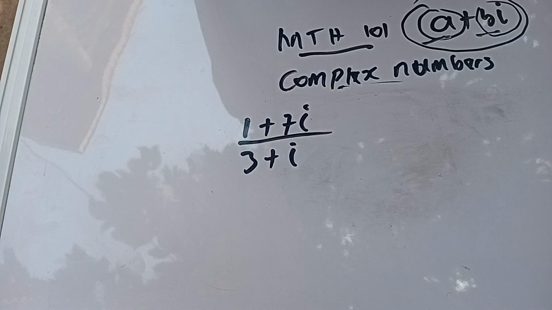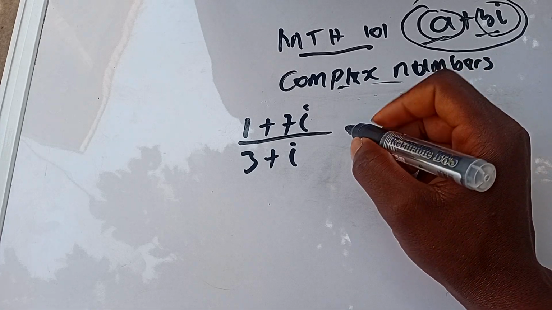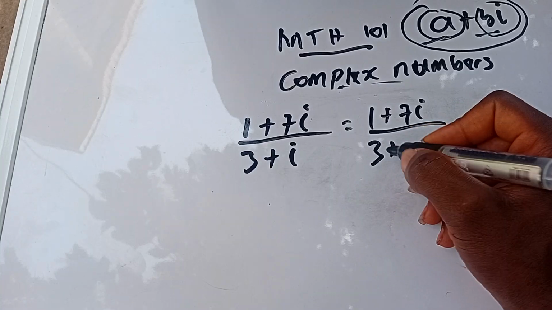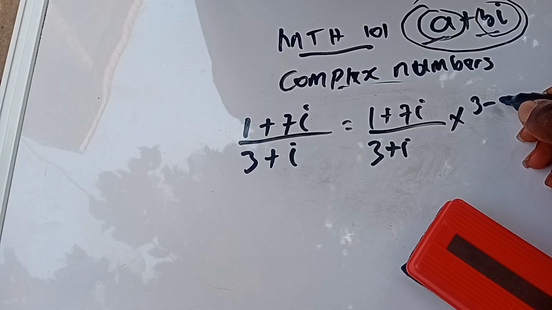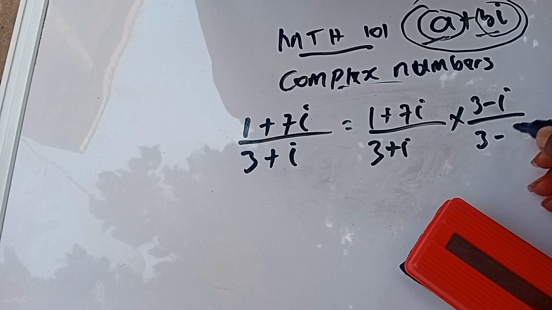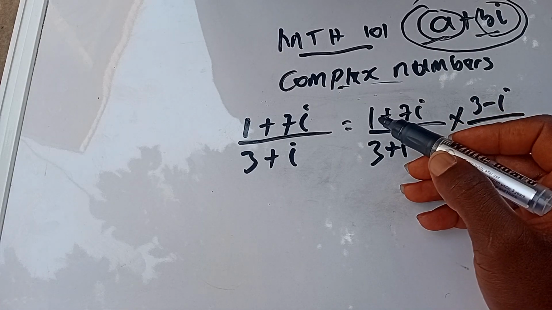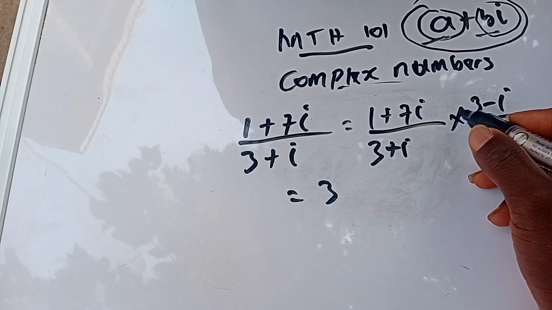So how are we going to deal with this? We are going to rationalize, just like with surds, by the conjugate of either the numerator or the denominator. But I think this would be much easier using the denominator. So this gives us 1 plus 7i divided by 3 plus i, multiplied by 3 minus i divided by 3 minus i, using the conjugates. Are we together? So 1 times 3, we get 3.